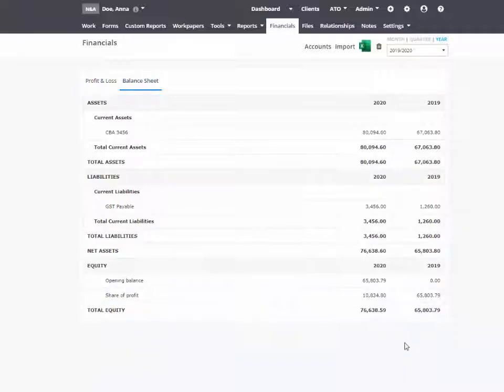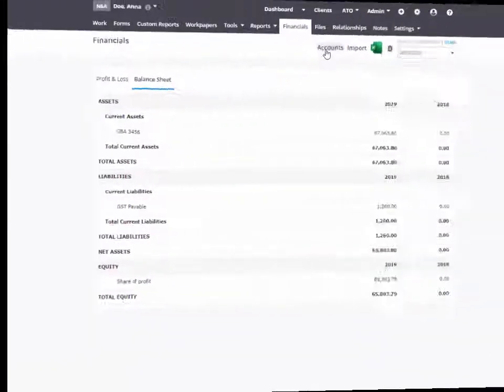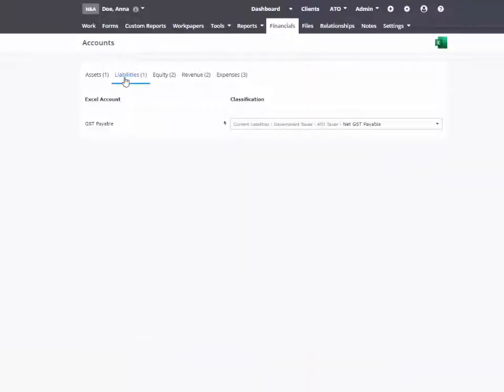10.8, 65, 65, 10.8, right? Check your classification. Double check your equity classification. So share of profit is current earnings.